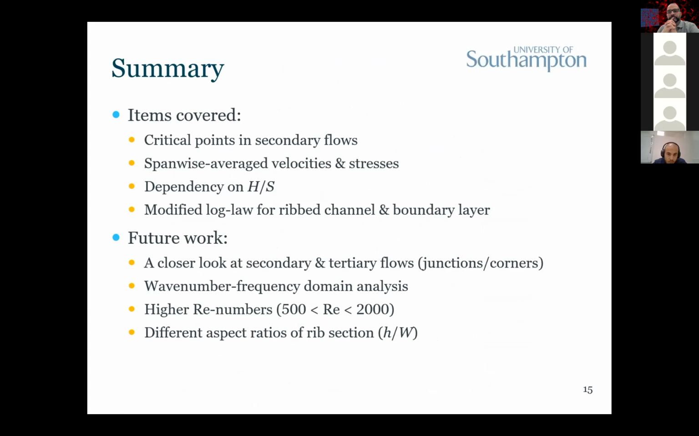So in summary, we have covered those items. The future work might be a closer look at the secondary or maybe tertiary flows around the junctions and corners of the ribs.